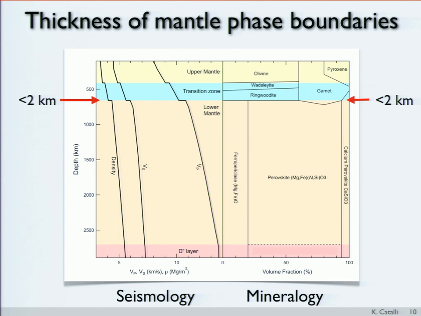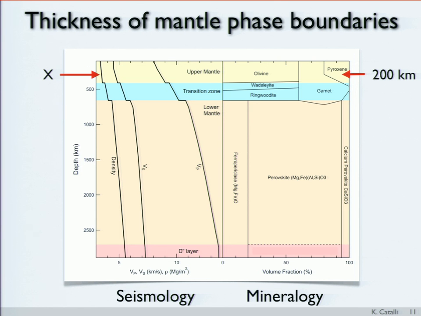So in terms of the 660 discontinuity occurring at 660 kilometers here, the seismic discontinuity is measured to be less than 2 kilometers thick. So we know the transition, it's a very discrete jump in velocity here that occurs over less than 2 kilometers. And then we look at the mineral ringwoodite transforming to perovskite and ferropericlase. And this can explain this very well. In this transition, the pressure range that this occurs over corresponds to less than 2 kilometers. So it explains that very well.